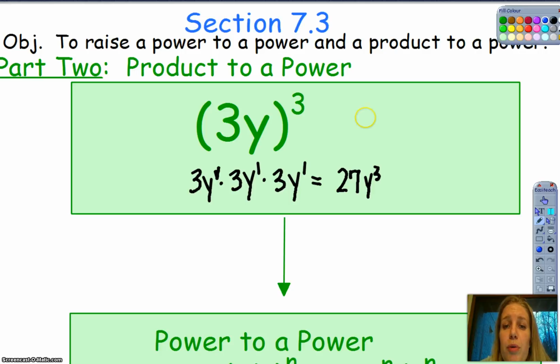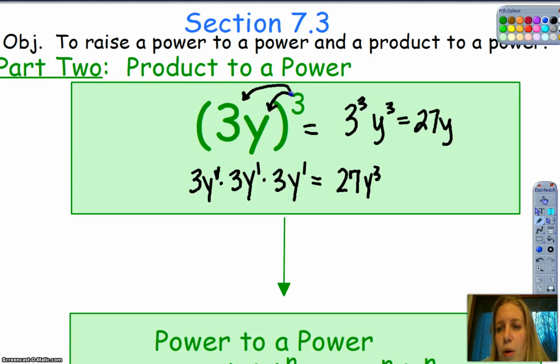Okay, our rule will show you that what you're going to do is put everything to that power of 3. So it's kind of like you're distributing it. 3 to the third power, and then y to the third power. You can't do anything with the y, but 3 to the third is 27, and then y to the third.